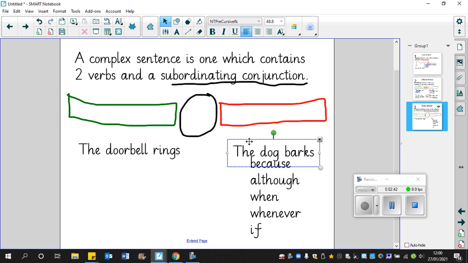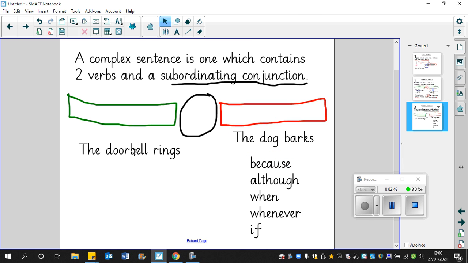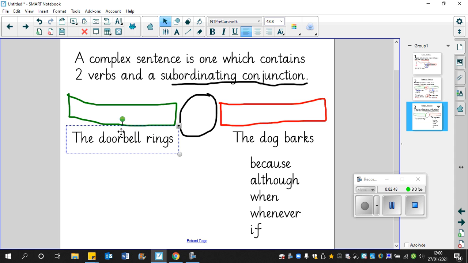Okay, now we have to start asking a few questions. First of all, if the dog barks, does the doorbell ring? No, because otherwise every time the dog barked it would make the doorbell ring. Okay, and that's not the way it happens. The next question is, if the doorbell rings, does the dog bark? Yes. Okay.